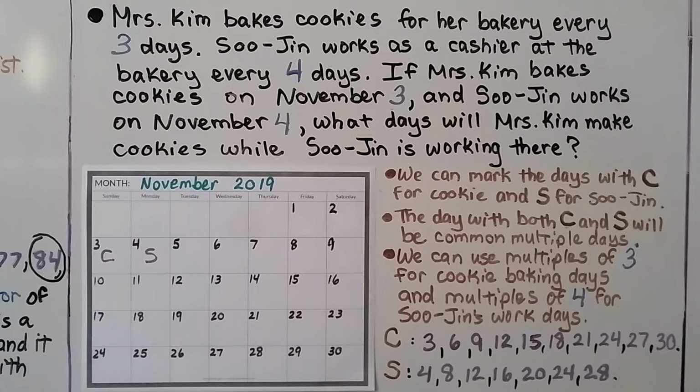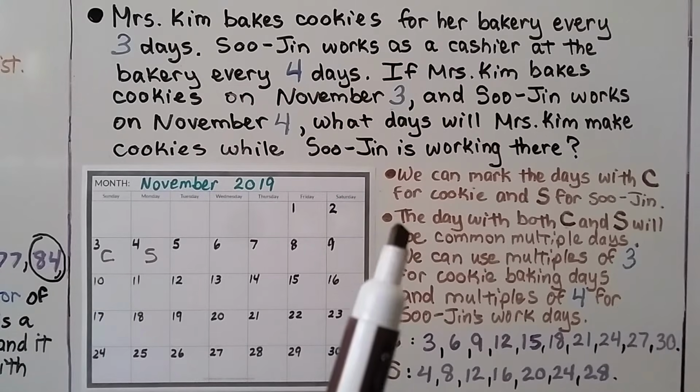Mrs. Kim bakes cookies for her bakery every 3 days. Sue Jin works as a cashier at the bakery every 4 days. If Mrs. Kim bakes cookies on November 3rd and Sue Jin works on November 4th, what days will Mrs. Kim make cookies while Sue Jin is working there?